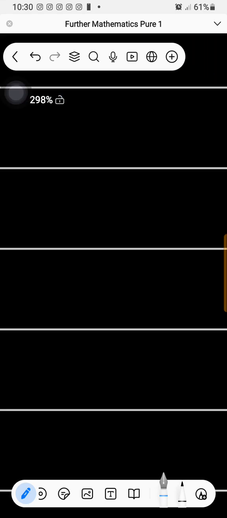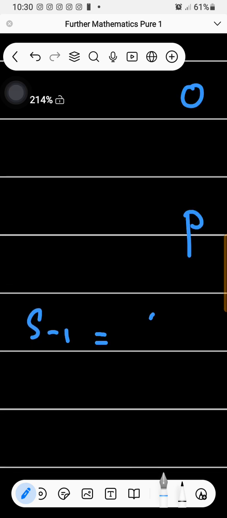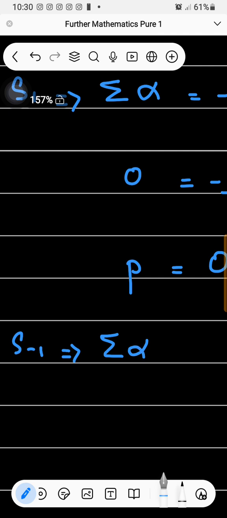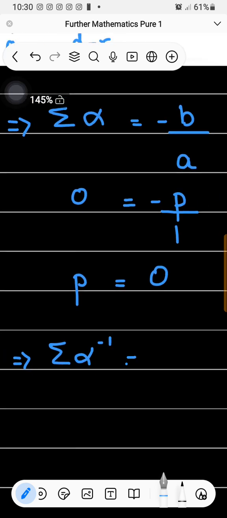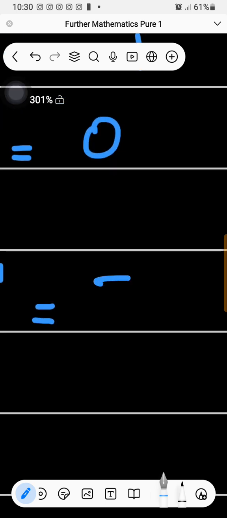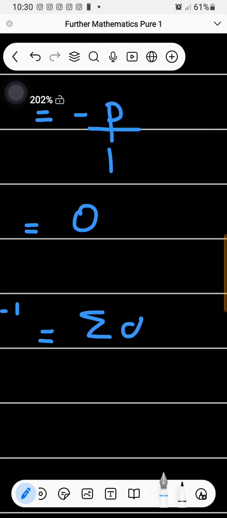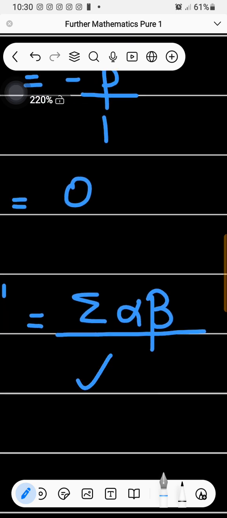To find out r, we will use s minus 1 equal to sum of alpha power minus 1, and its formula is sum of alpha beta divided by alpha beta gamma.